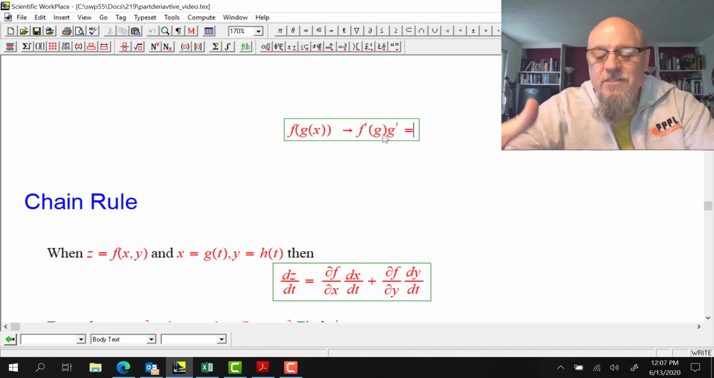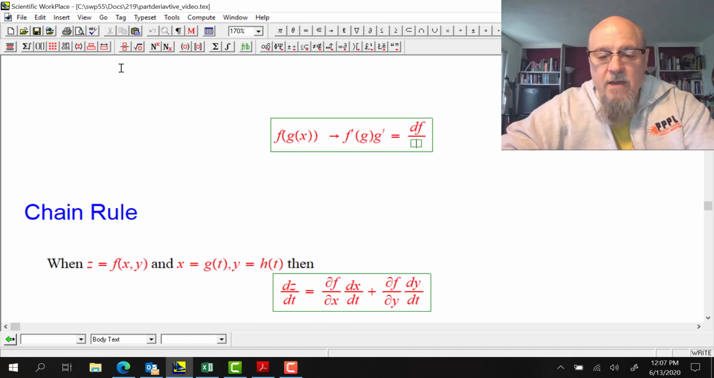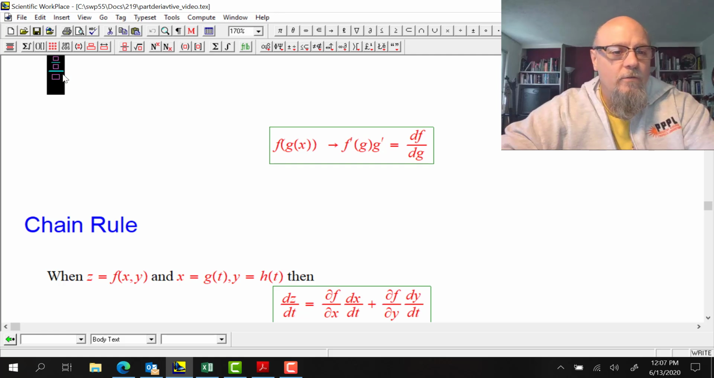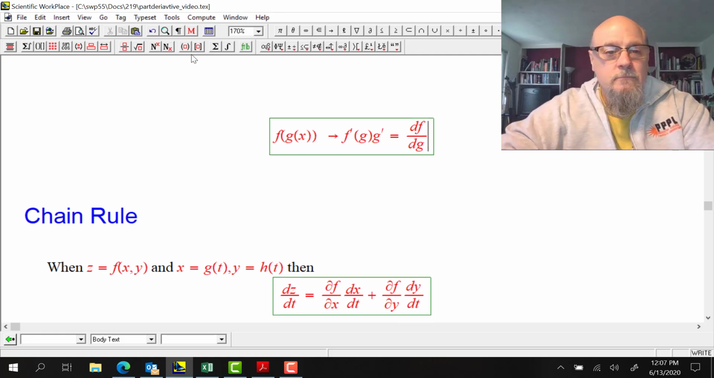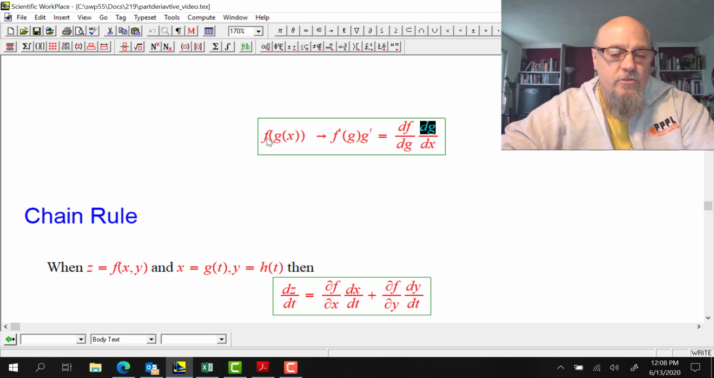But let's use the different notation, the d notation for that. This derivative of f with respect to g, leave g alone, that means we're taking df dg. And this g prime, that's dg dx, and it kind of looks like these dg's cancel out and I get df dx, which is what I want when I'm taking the derivative. So now multivariable chain rule.